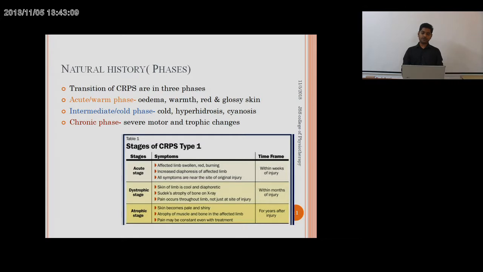When it comes to atrophic changes, the skin becomes pale and shiny. Atrophy of muscles and bones can be seen in the affected limb, and pain can be constant even with treatment. Even with treatment means even if a person is having pharmacological or other therapies, people will perceive continuous pain when they are having CRPS in the atrophic stage, or third stage, of CRPS. And this may be from months to years.